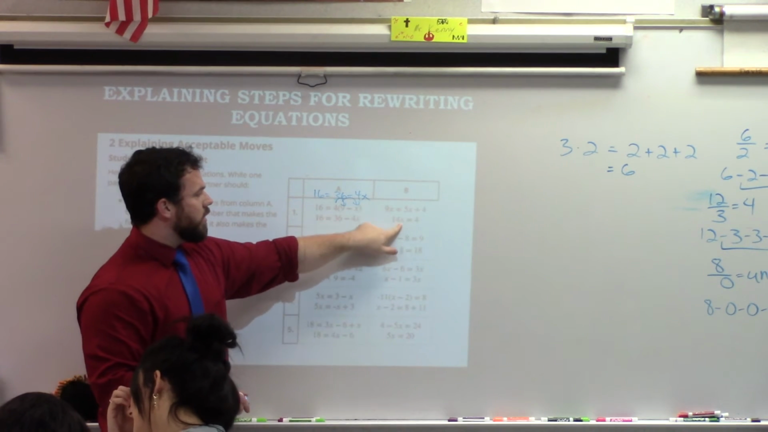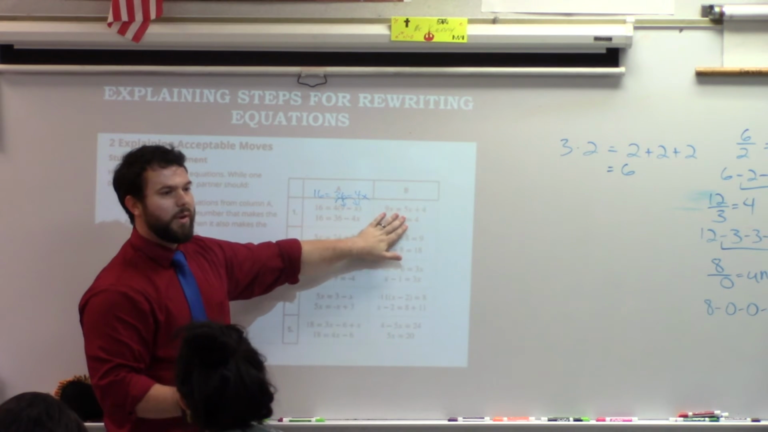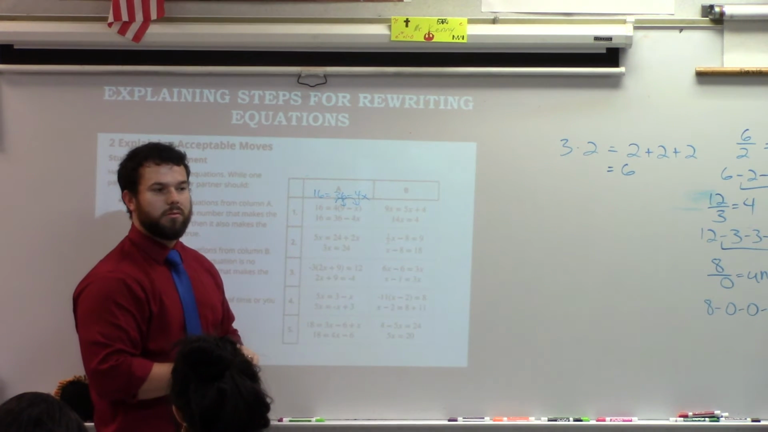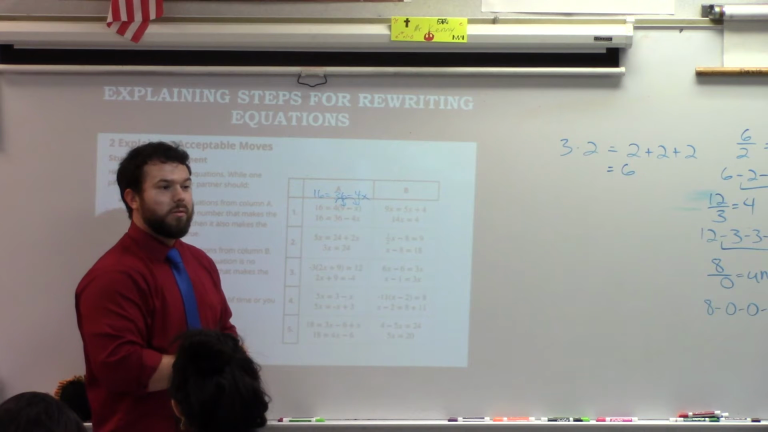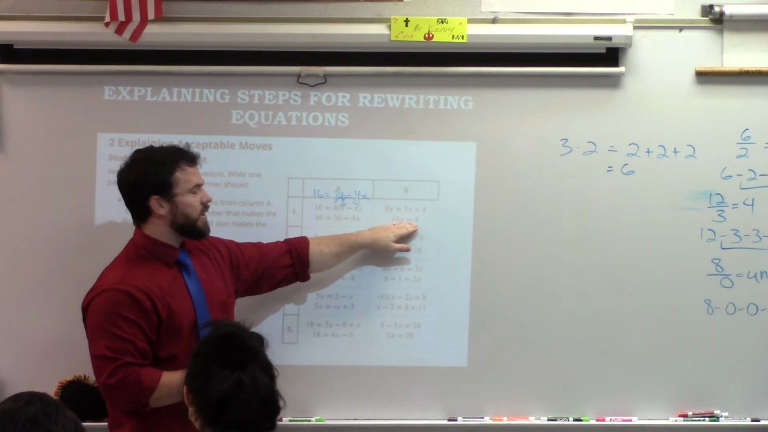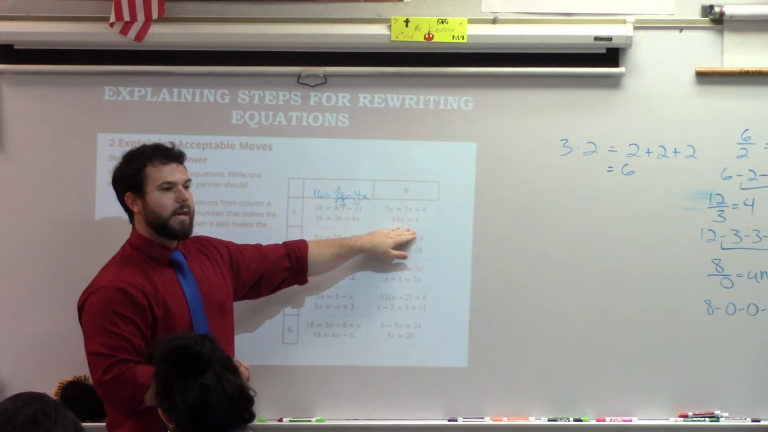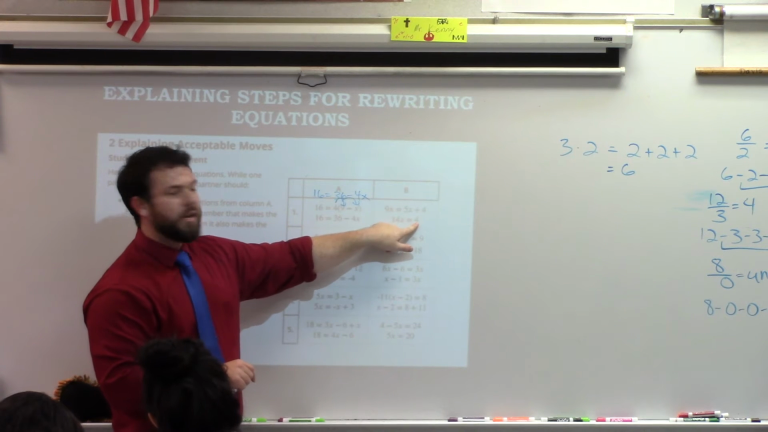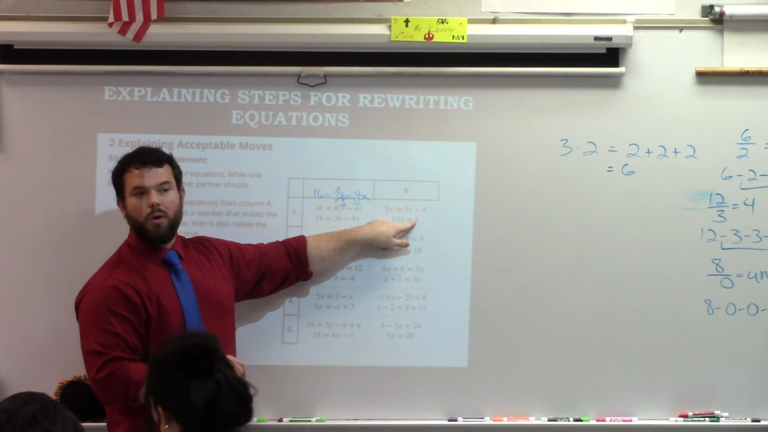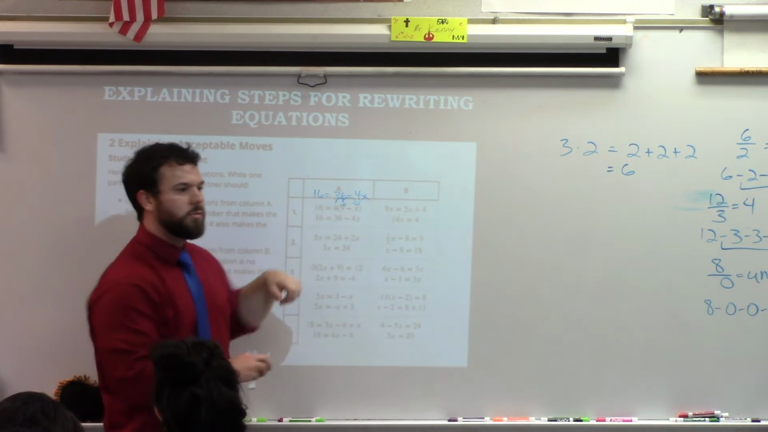Now over here, are these equivalent equations? Doesn't look like it. Notice, right now it says 14x equals 4, okay? If I want the 4 to be on its own, what would I need to do to this 5x? Subtract it?